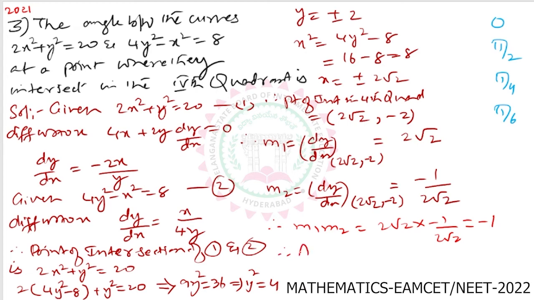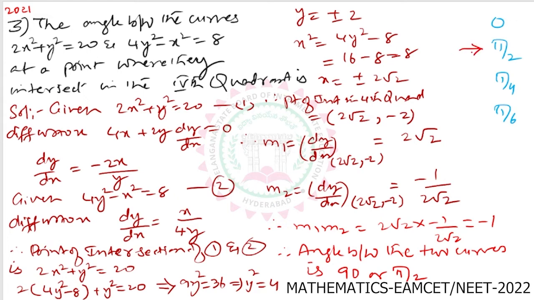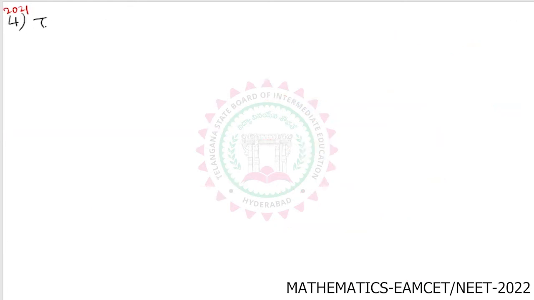Therefore, the angle between the two curves is equal to 90 degrees, or π/2. It is written in the form of π/2. Therefore, the answer is π/2. Is it clear?